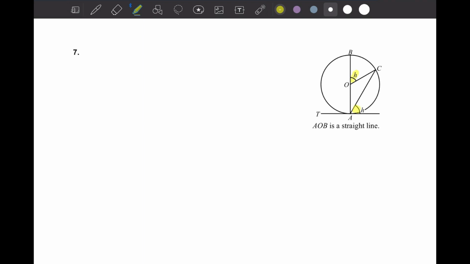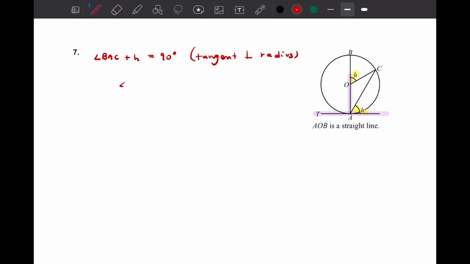Let's look at question 7. Okay, so the unknown is here and here. And TA is the tangent. So therefore, we know that this part is going to be 90 degrees. So let's write down: angle BAC plus that H there is equal to 90 degrees because of tangent perpendicular to radius. So therefore, your angle BAC is just 90 minus H.